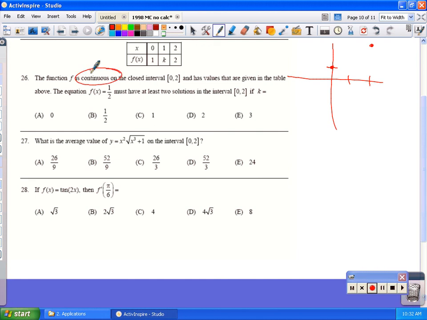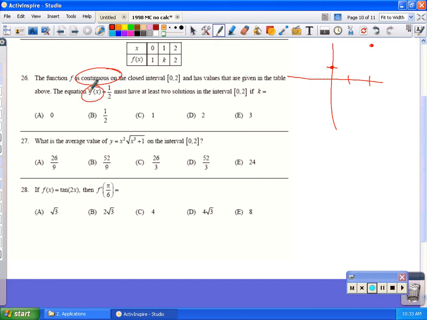f is continuous. That means that those 2 points are connected somehow. They're connected with a straight line, or they're connected by going up and then back down, or they're connected by going down and back up. I don't know how they're connected, but I know they're connected. Now continue reading the question.